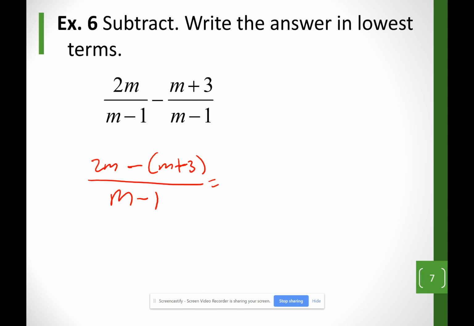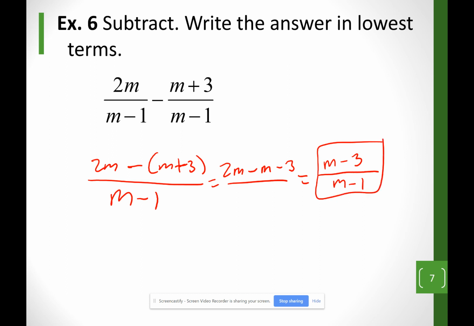So just looking at the top, let me distribute the negative 1. I have 2m minus m minus 3. Once again, I'm just working the top. Simplify the top if possible, and that simplifies to m minus 3. The bottom, I have m minus 1. Nothing cancels out, so that's my answer.